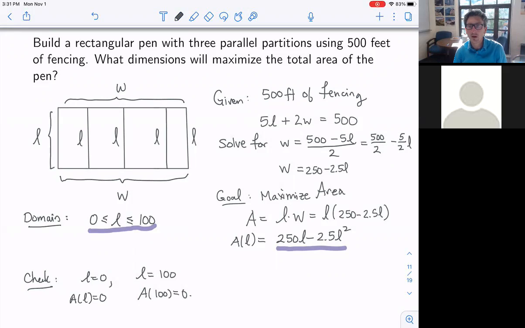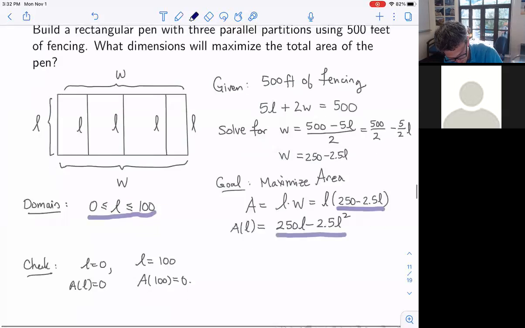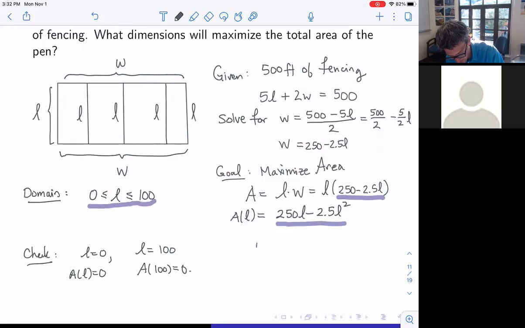You can kind of see that by noticing that the second factor is, of course, going to be the width. And if we use up all of the fence with our length, we wouldn't have anything left for the width. So on the two endpoints, if we were to graph our function A of L, if we let L equal 0 or L equal 100, we get a value of 0. And so now we need to check the critical points in the middle to see where the maximum would happen.